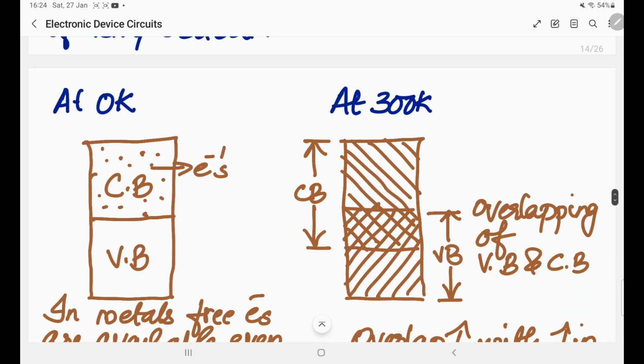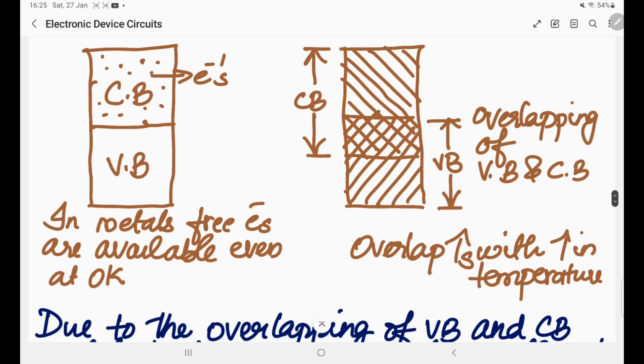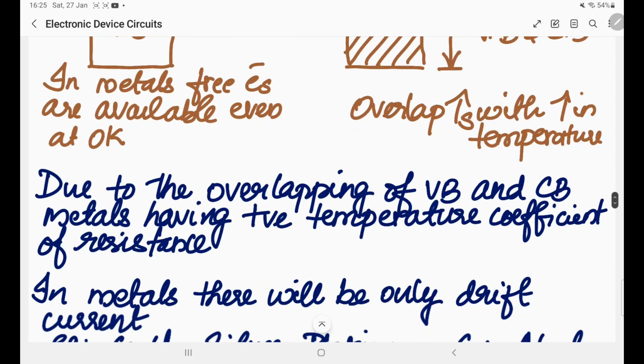This is the energy band diagram at 0 Kelvin and at 300 Kelvin. You can see there are a large number of free electrons in the conduction band even at 0 Kelvin, right? Because metals are good conductors of electricity, there are a large number of free electrons. In the case of 300 Kelvin, can you see there's an overlap between the conduction band and the valence band? Overlapping happens as temperature increases. Due to the overlapping of the valence band and conduction band, metals have a positive temperature coefficient of resistance.